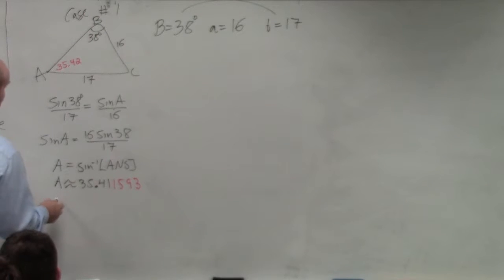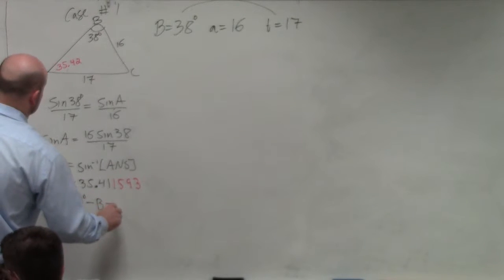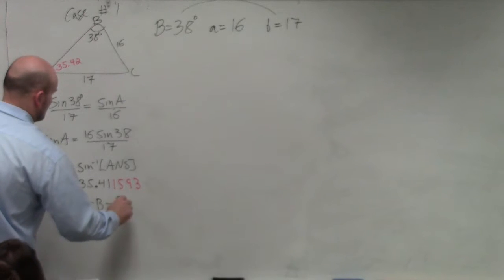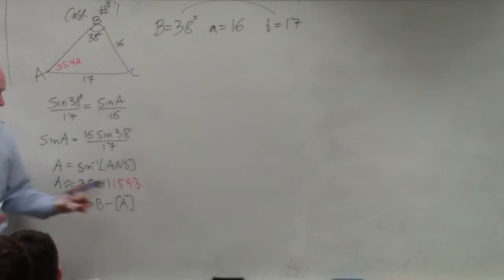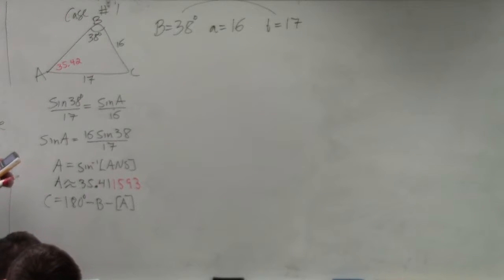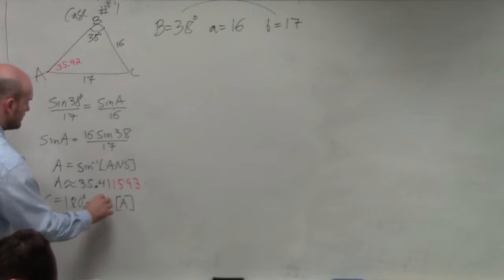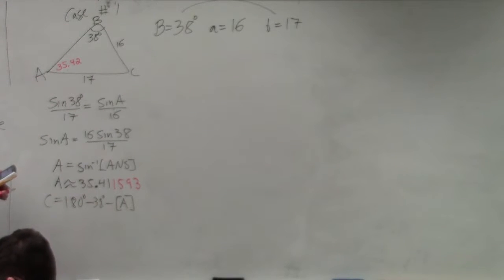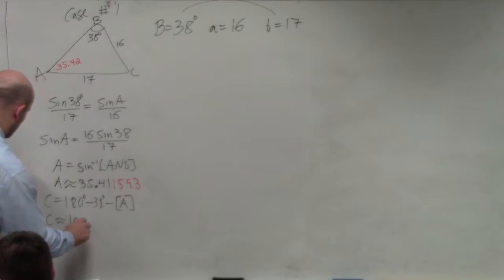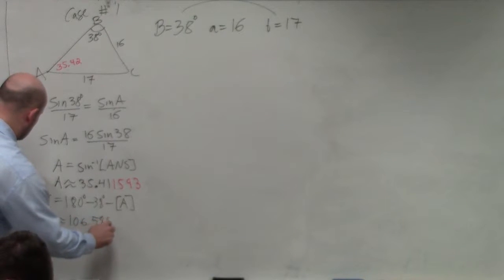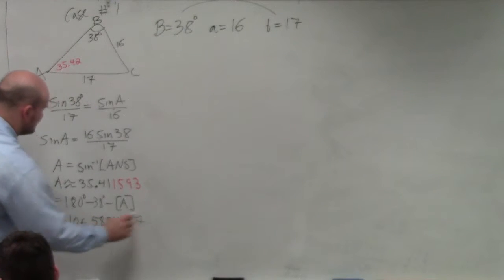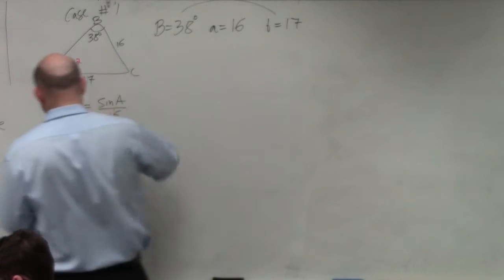Then what I would type in is angle C is equal to 180 degrees minus B minus A. But instead of typing in all of what A is, I'm just going to use the stored A. So I do 180 degrees minus B, which is 38 degrees, minus 38 minus alpha A. And I get C as approximately 106.5884067. But again, I want to round that.